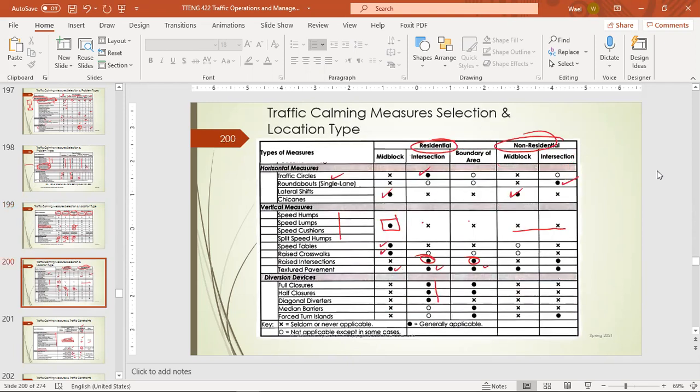So this table gives you a guideline on where you can use that specific measure. For example, traffic circles, that's within the intersection in residential area. Roundabouts, single lane roundabout in non-residential area at intersections. Lateral shifts, that's mid-block, and so on. Any questions?